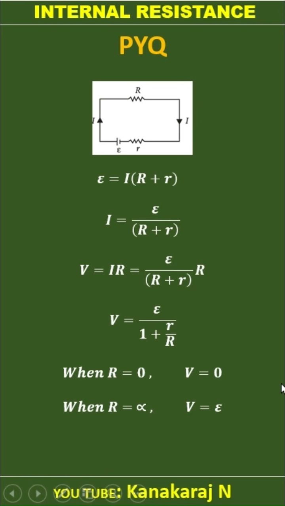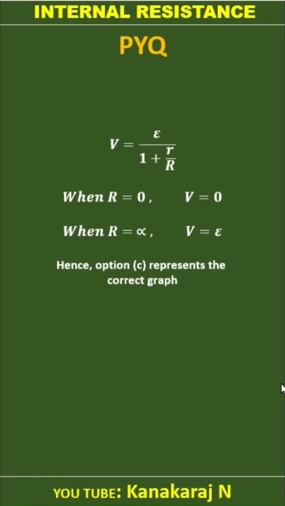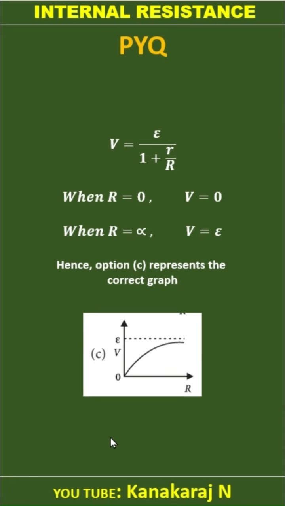So let us draw the graph. We choose 2 points. For R equal to 0, the voltage is 0, so it is the origin. Then when R increases to infinity, the voltage gradually increases to epsilon. So option C is correct.